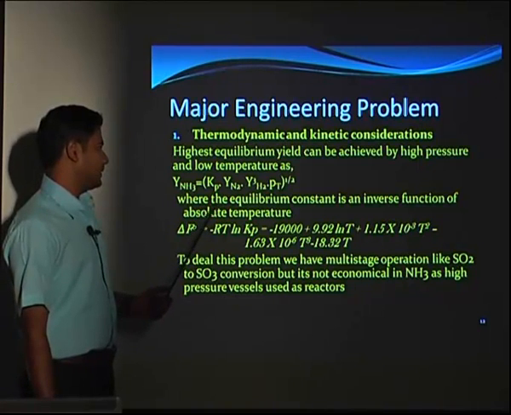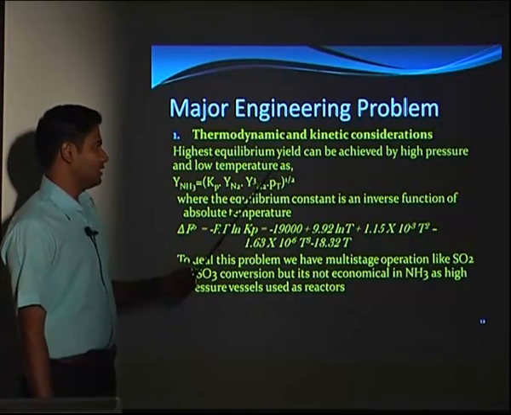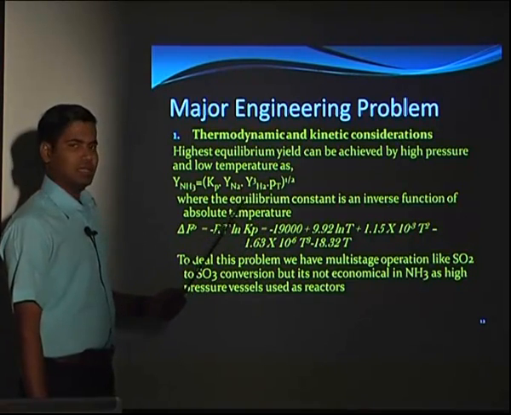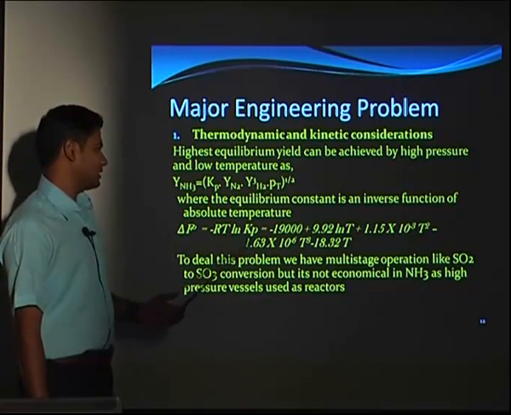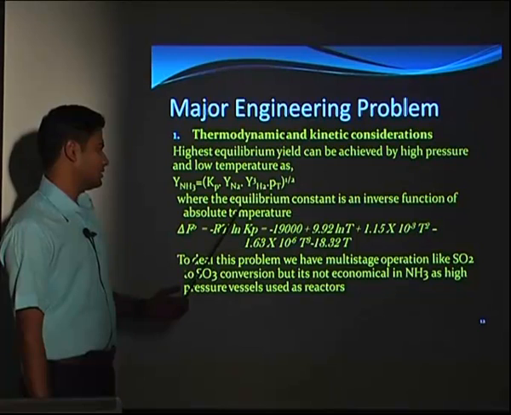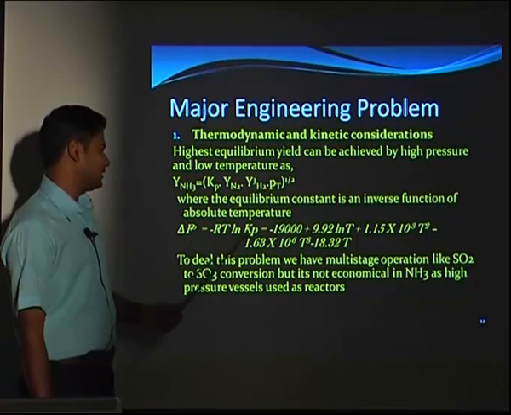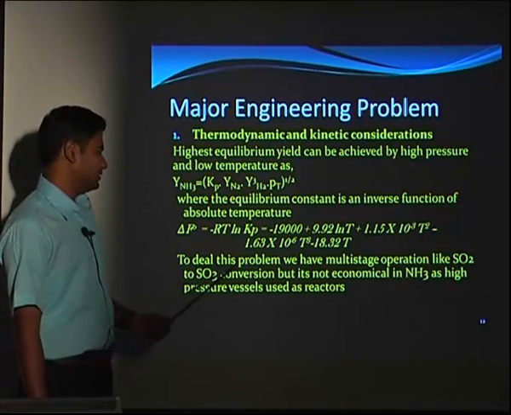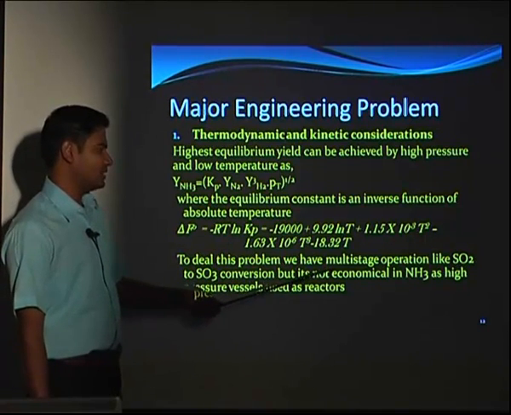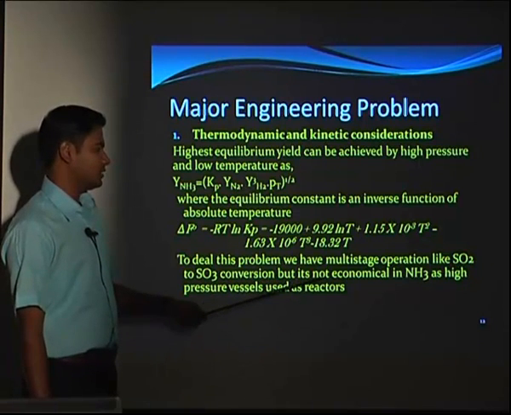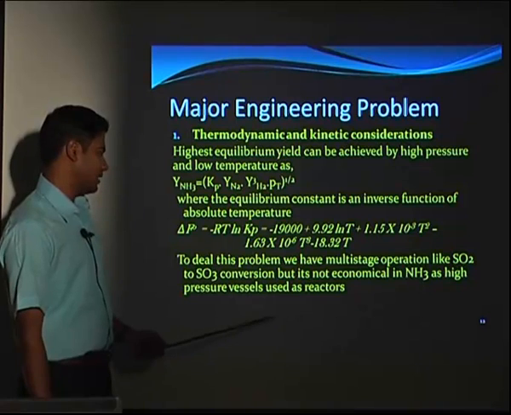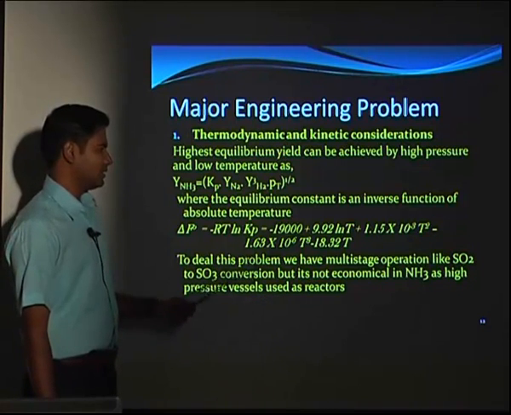So here the equilibrium constant is an inverse function of the absolute temperature. So low temperature will favor the reaction more. And if we see this equation which gives this phenomenon, we can see Kp is a function of the inverse of the temperature. So to deal with this problem, we could have multi-stage operation like SO2 to SO3 conversion, but it's not economical in NH3 as high pressure vessels are used as the reactor.